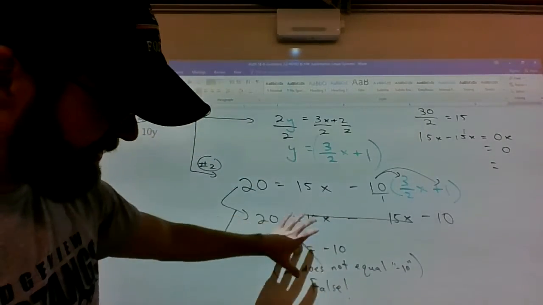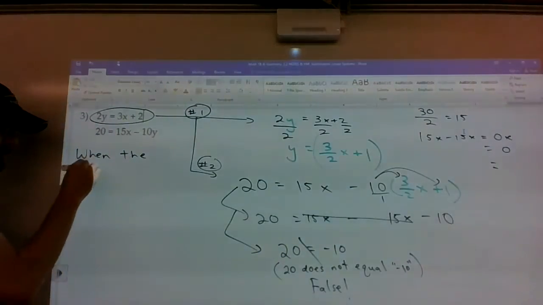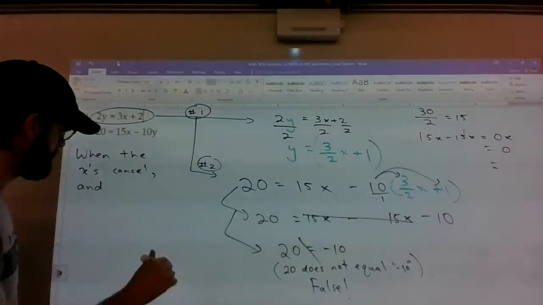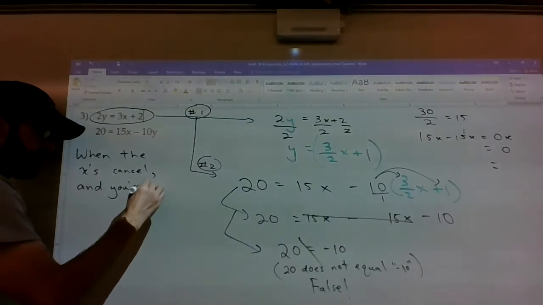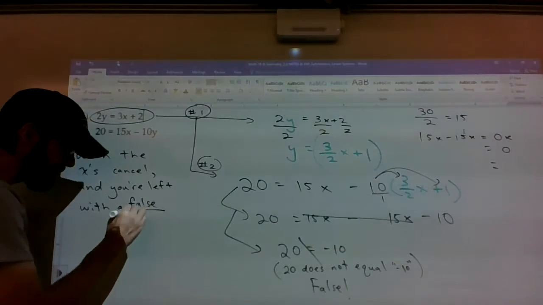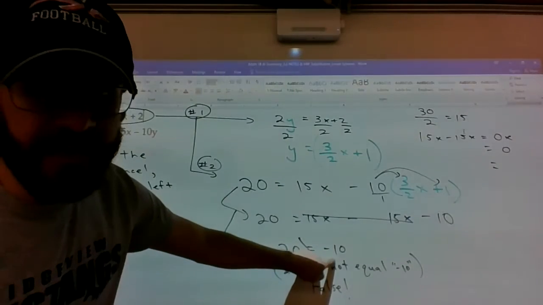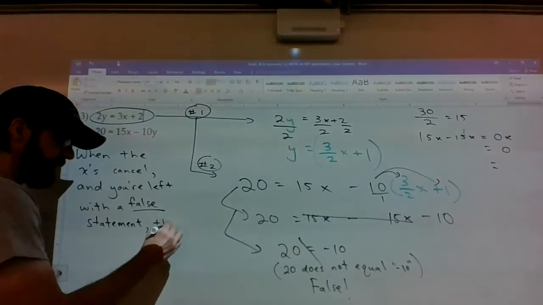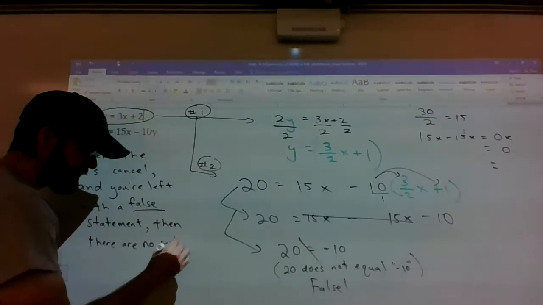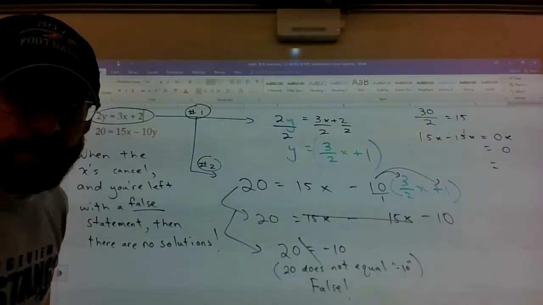When the x's cancel, and you're left not with a true statement, but with a false statement, like 20 equals negative 10, not true, then there are no solutions. Yeah. They were parallel lines to begin with.